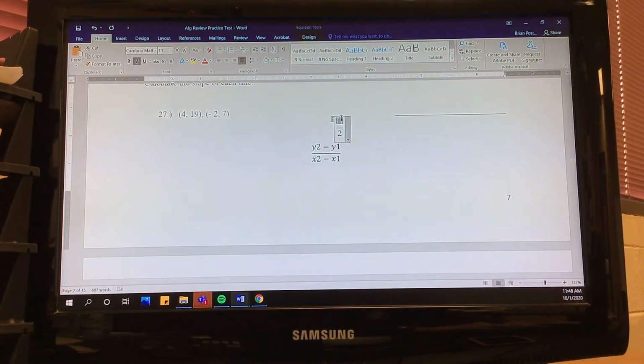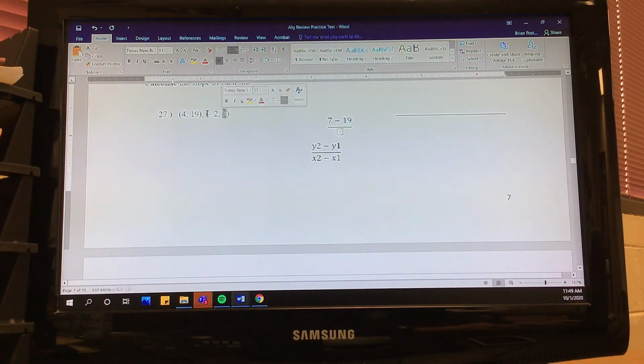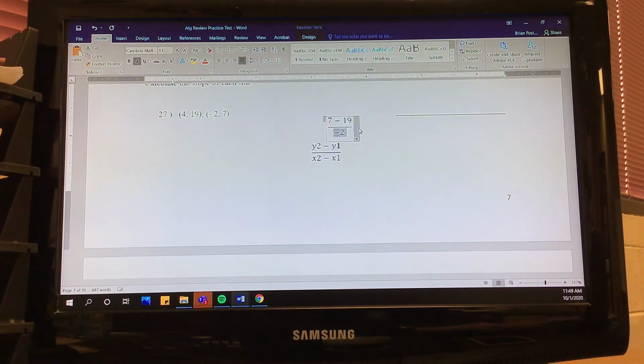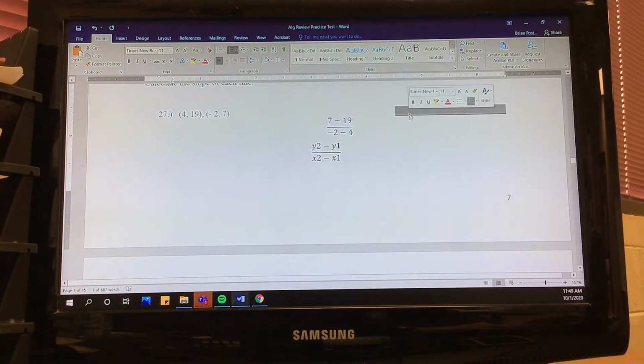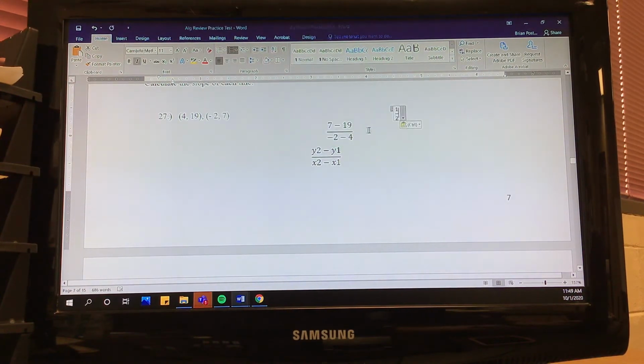Okay, so y1 is a 7, right? So it's 7 minus 19. There is a pattern to it. This is the y1, or sorry, the y2. This is your y1. This is your x2, the negative 2. So we're going to put negative 2 minus x1, which is your 4. This is the formula. You do the math and you get your answer. We have here, final answer.